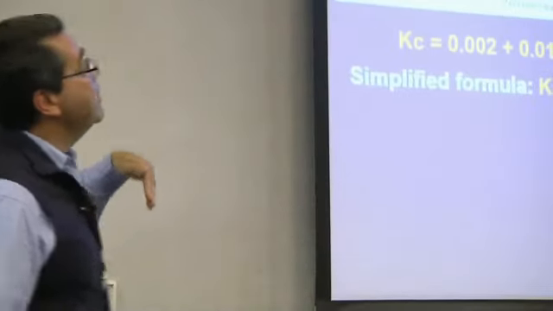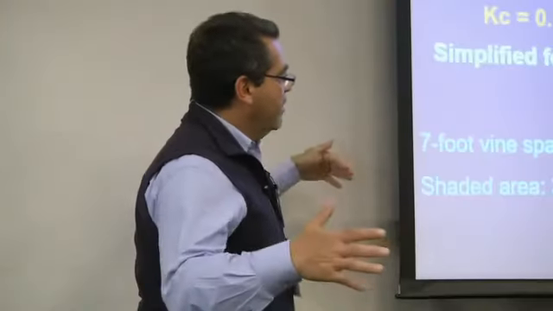Now, there's a lot of information that is available that is somehow helping, because the work that Dr. Williams did in the past showed that there's a clear linear relationship between the percentage of ground surface shaded by the vines and the crop coefficient. So we said, okay, let's try and see whether it works. Okay, this is a calculation example of how you derive the crop coefficient for a 7-foot vine spacing with a certain shaded area. Okay, so we said, okay, let's try.